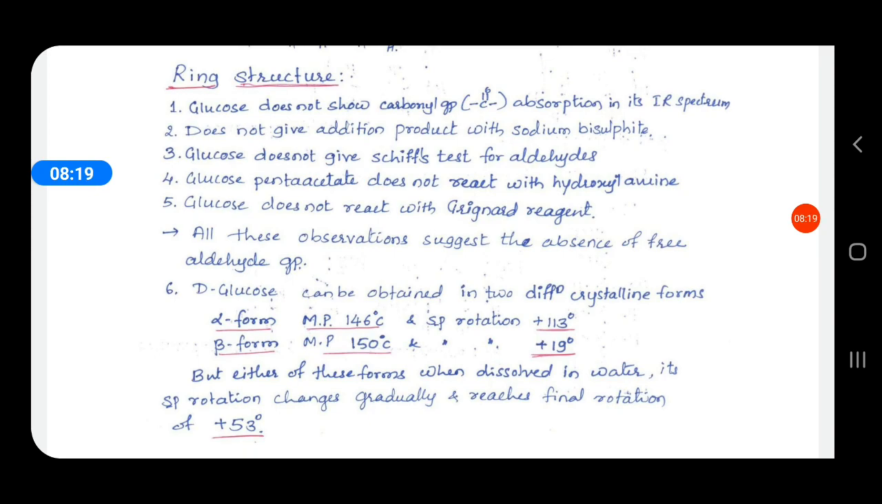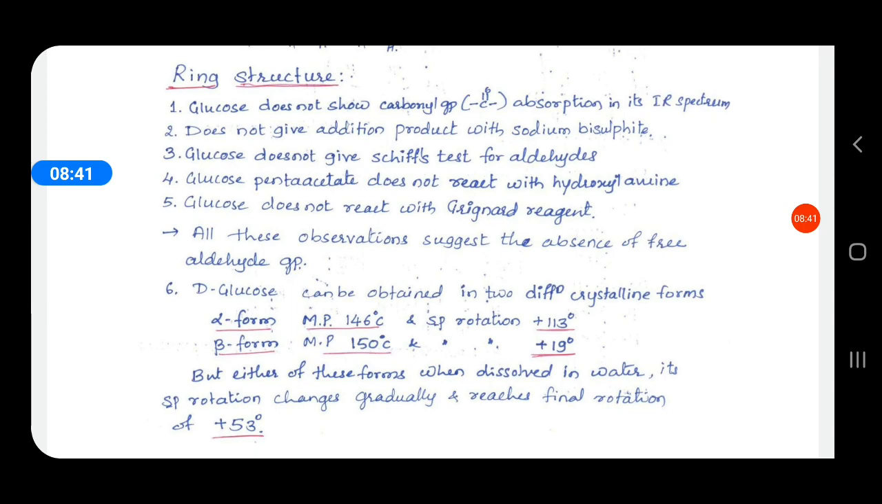Glucose pentaacetate does not react with hydroxylamine. If there were glucose pentaacetate with a free aldehyde group, that should react with hydroxylamine and give an oxime. But glucose pentaacetate does not react with hydroxylamine to give an oxime.